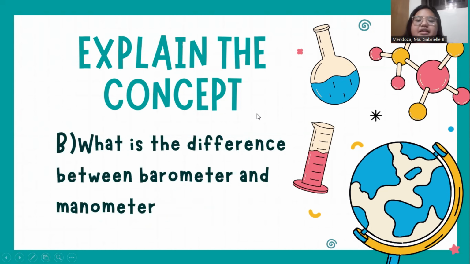So, yan. B, what is the difference between barometer and manometer? So, ang difference, so barometer and manometer can be both used in measuring the pressure. However, nag-iiba lang sila dun sa purpose at yung type ng pressure na kanilang mine-measure. So, a barometer is used primarily to measure the atmospheric pressure. Pero ang manometer naman, usually ginagamit siya to measure yung pressure inside a closed system or within the closed system.